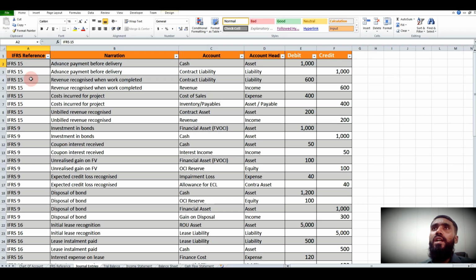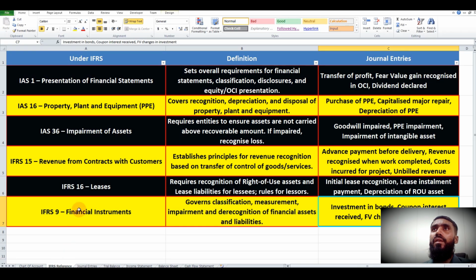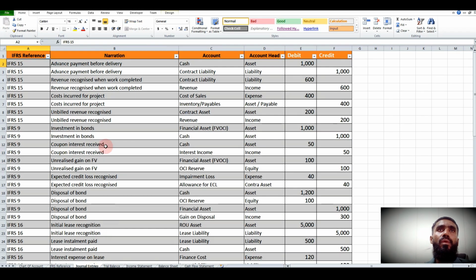Reference: advance payment before delivery under IFRS. Why have I written IFRS here? I'm going to the IFRS sheet, revenue. Advance payment before delivery: cash paid, contract liability credit, thousand.